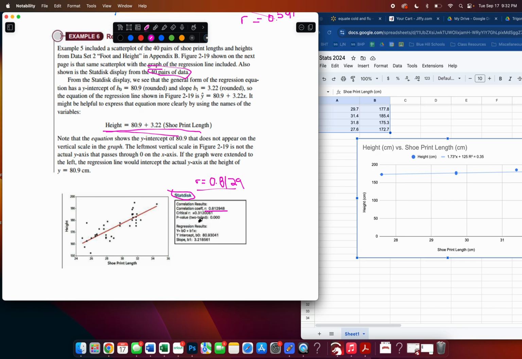So again, they used a different software than we did, and they used all 40 pairs of data. These are the 40 dots, or 40 pairs of data, and the line of best fit. But anyway, that's how that works, okay?